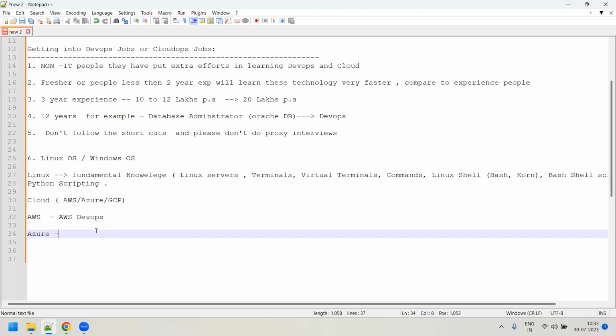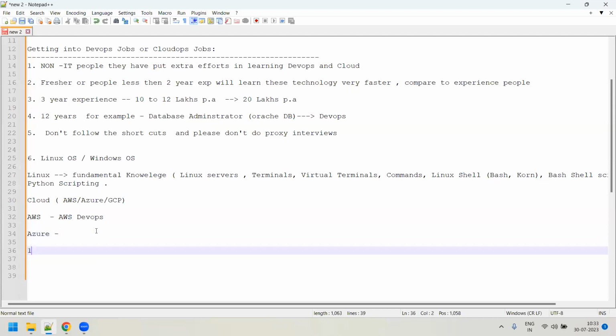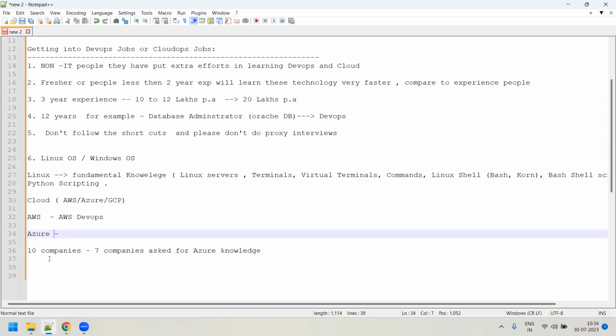But Azure is mandatory now, because out of 10 companies, even when I was giving interviews, 7 companies asked me for knowledge of cloud, specifically Azure knowledge. So it is very important that you have Azure. So Azure and Azure DevOps and everything, you need to learn, guys. All these things you need to learn in Azure.